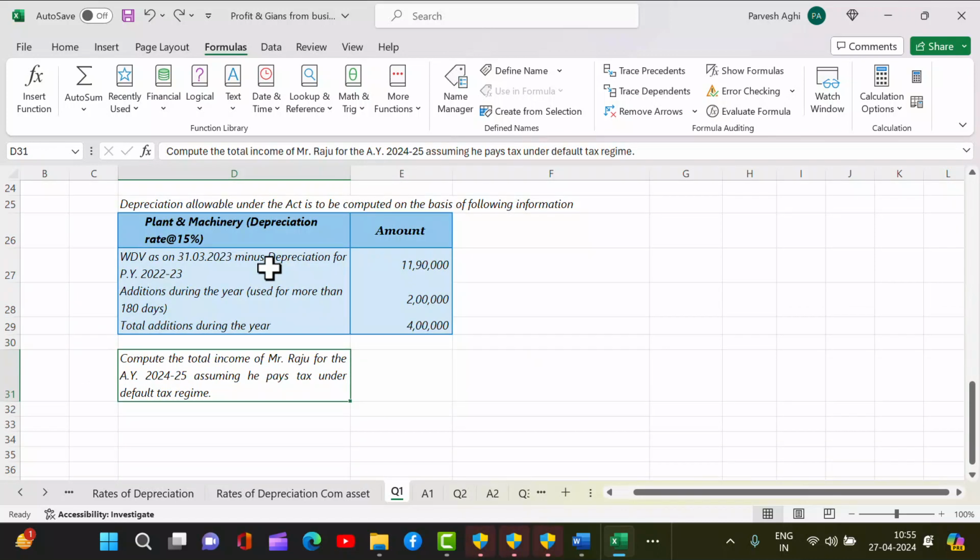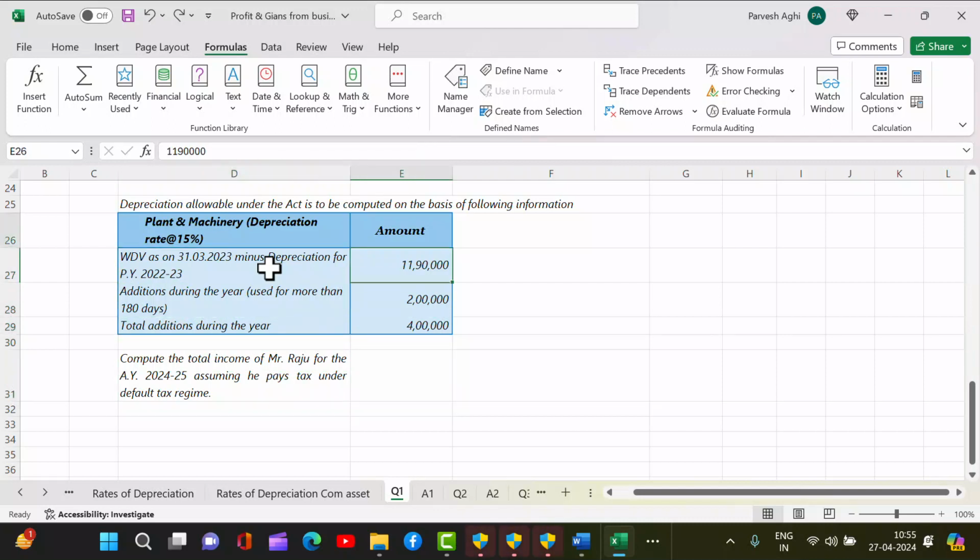Now read this. Compute the total income of Mr. Raju for the assessment year 24-25, assuming he pays tax under default tax regime. So that means he's using the default tax regime. So he'll not be allowed any additional depreciation. Otherwise, had he chosen not to file tax return under the default, he would have been allowed a depreciation for the new additions which he has done. So he'll be entitled for only 15% and not that 20% which we discussed. Okay, fine. So let's look at the question.